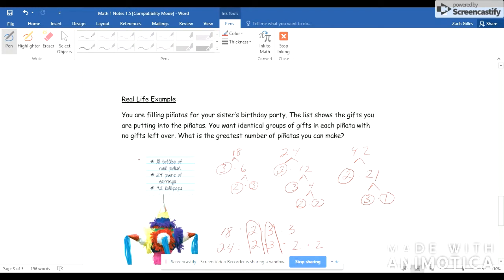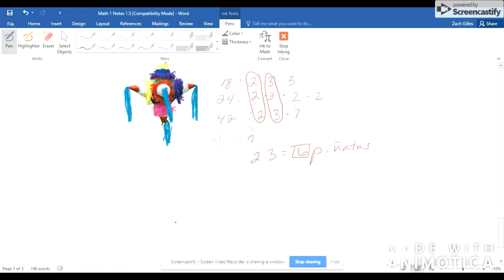Remember, for this example, if you want, it is just fine to make lists. So you could list the factors of 18 and 24 and 42. And you could say 1 times 18, 2 times 9, and so on and so forth for 24 and for 42. And you would come up with the same answer that we did for the prime factorization.